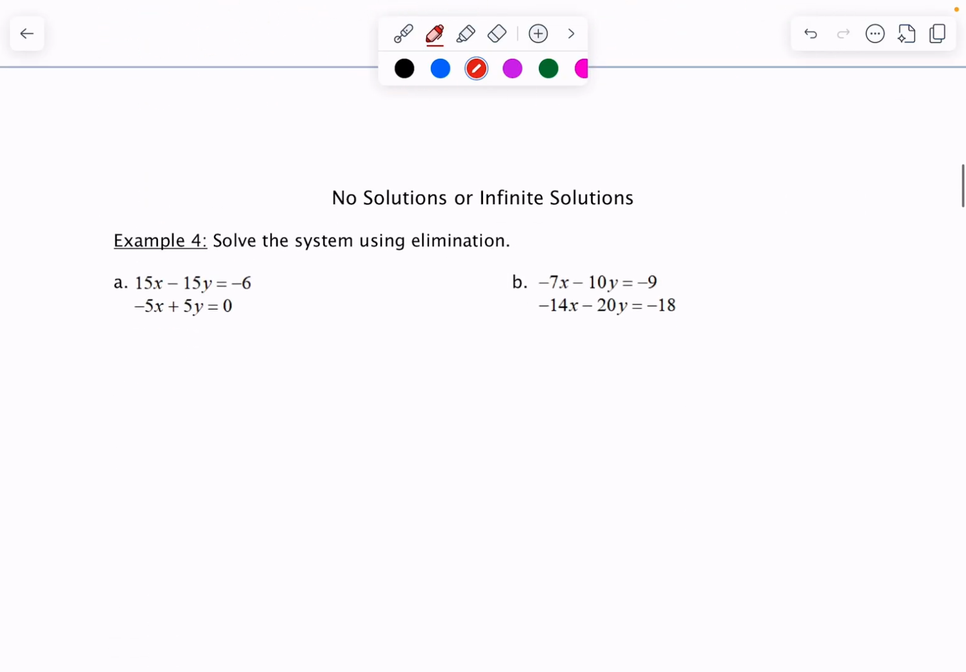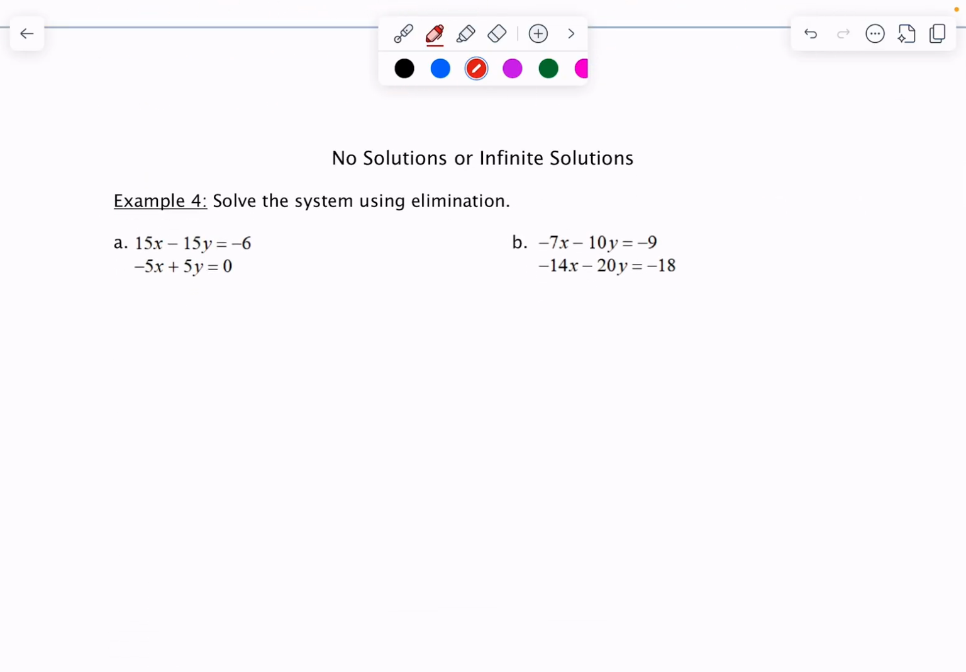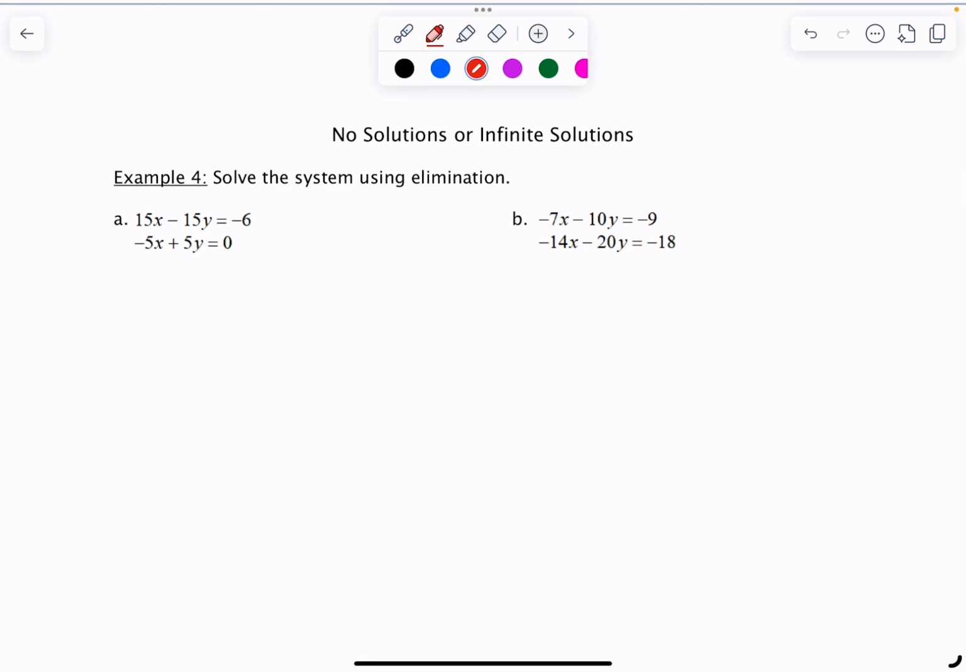Finally, what about no solutions or infinite solutions? So just like in the last two learning targets, we had no solutions, infinite solutions. Let's take a look at what this might be. So I'm first going to hone in on these opposite signs. Actually, both of them have opposite signs. So I realize on that bottom equation, I could multiply everything by 3 and the 15s would cancel out. So I'm going to leave the top equation the same. 15x minus 15y equals negative 6. On the bottom, negative 15x plus 15y equals 0.